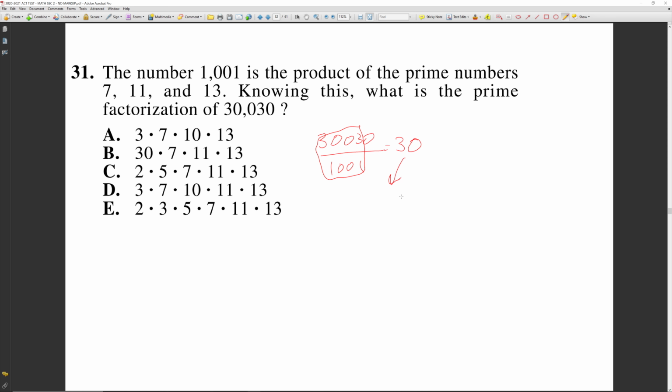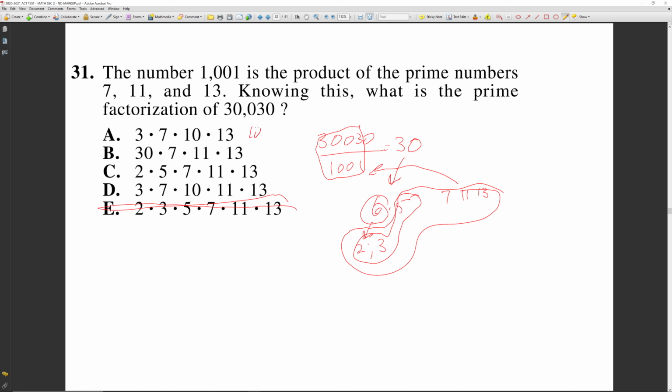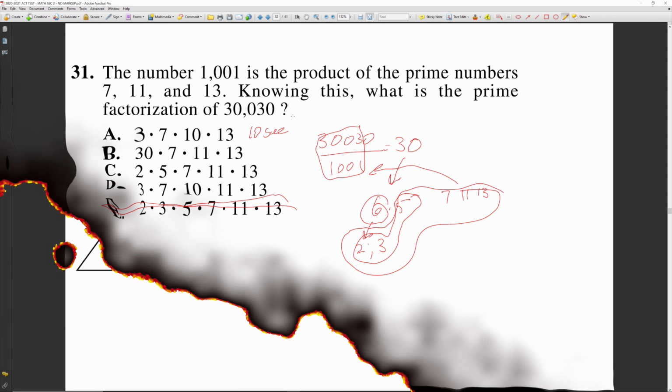So this can be broken down further. Because 30 is not a prime number, I could do 6 and 5. Because 6 is not a prime number, I could break this down even further. It becomes 2 and 3. So I have 2, 3, and 5 as one set of the prime numbers, and I have the original 7, 11, and 13 because I divided by this number. So which answer has all 6 of these prime numbers? Answer is E. So in reality, this was a 10-second problem, with one hand tied behind my back.